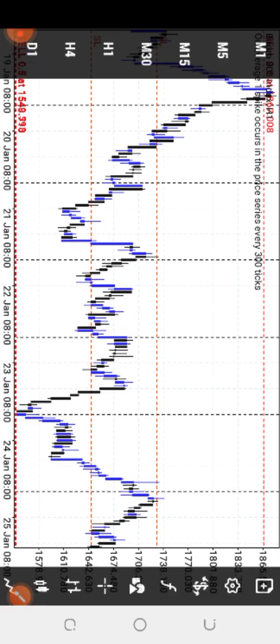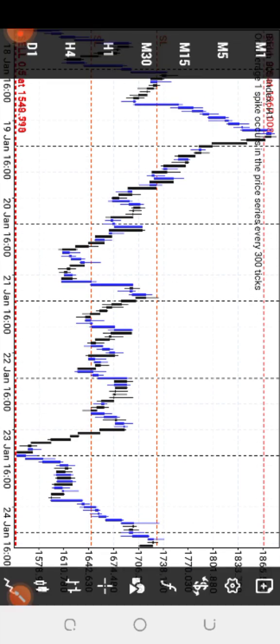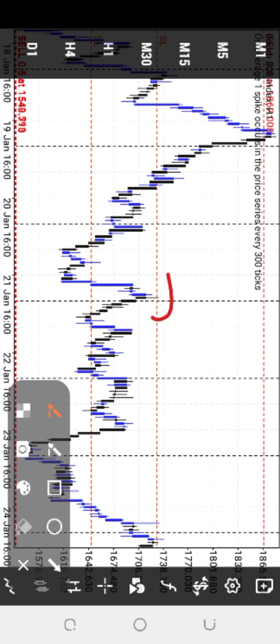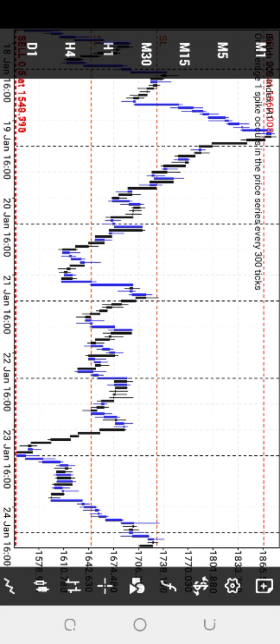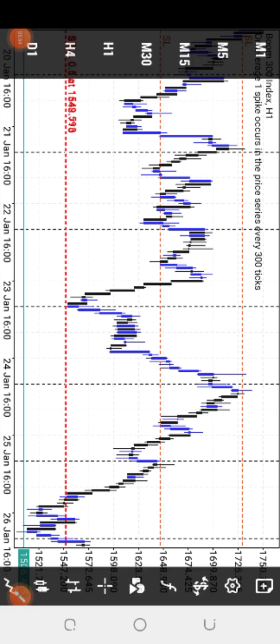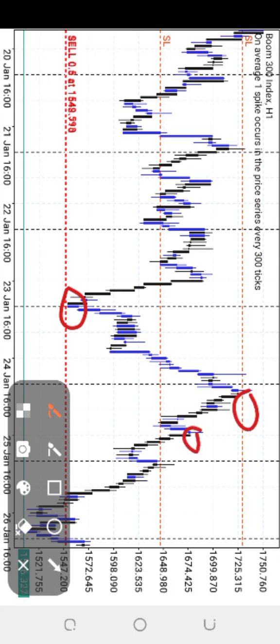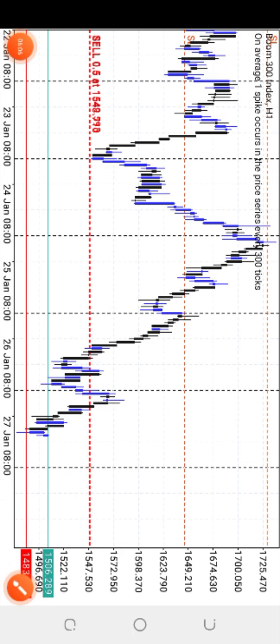So I was saying that this is the order block here. I've also shown you guys we have numerous order blocks here. I have an order block here, and we also have what people tend to call the order block. We also have another order block here, another order block here. You can also see another order block here, and also here. So you can find these order blocks.